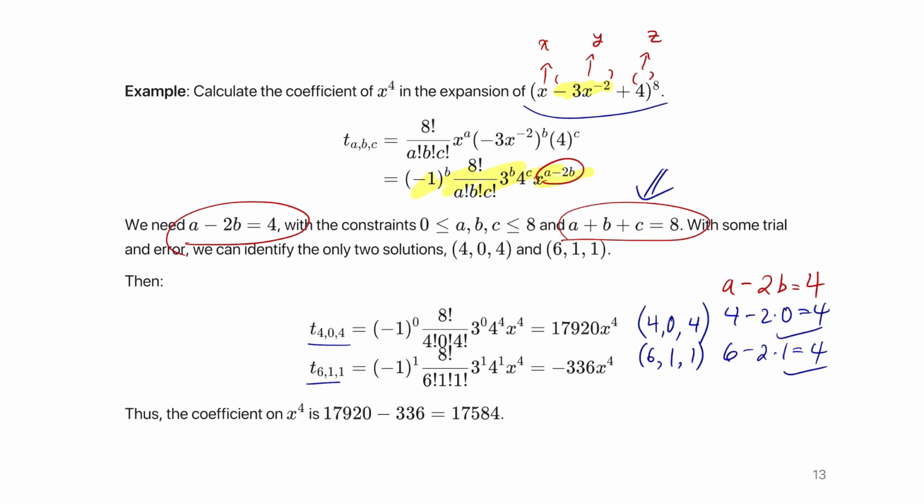So we found that if you let a be 4, b be 0, and c be 4, you get 17920 x to the 4. And if you let a be 6, b be 1, and c be 1, you get negative 336 x to the 4. So the coefficient on x to the 4 in the final expansion, once you've simplified all like terms, will be the difference between the two, well, the sum really, but one's negative. So you get 17584.